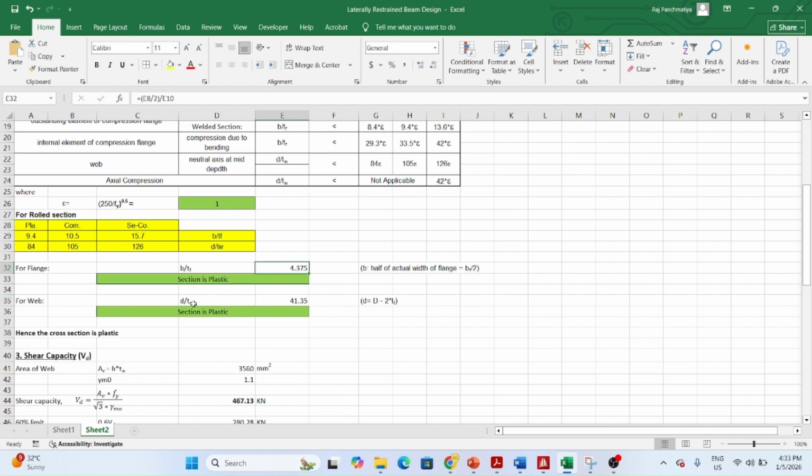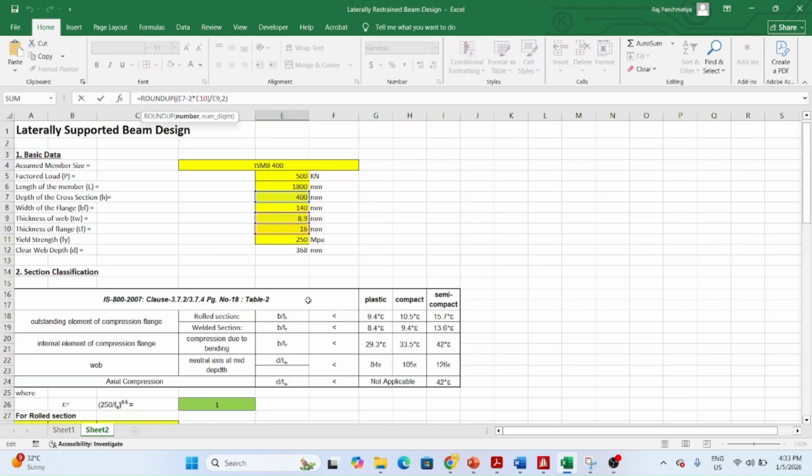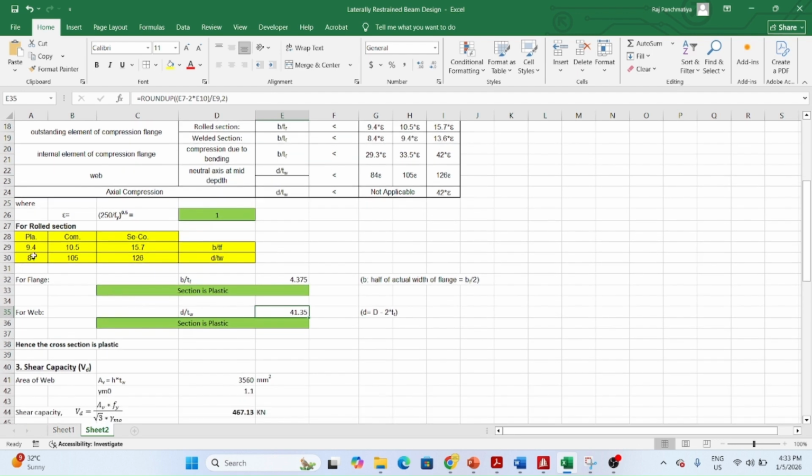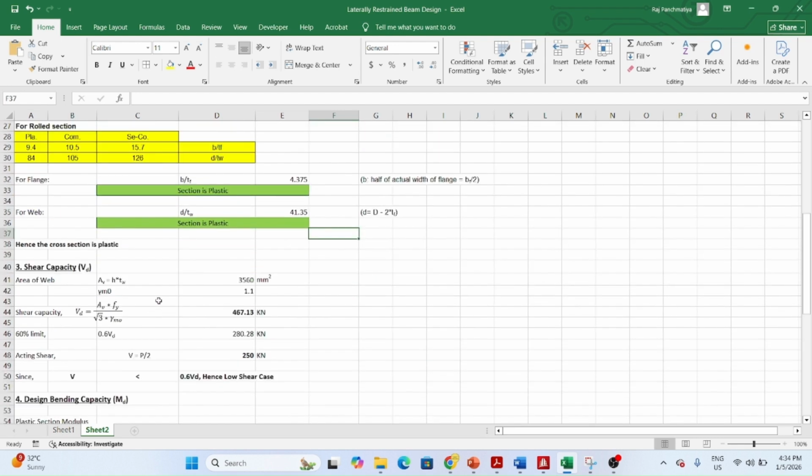Similarly, for the web, we need to calculate the ratio of D by TW. What is D? D is nothing but total depth 400 minus 2 times the flange thickness, and divided by the thickness of web, which is TW. So my D by TW value is 41.35, and this value is less than 84E. So again my web is plastic. So since both flange and web are plastic, my cross section will be plastic.